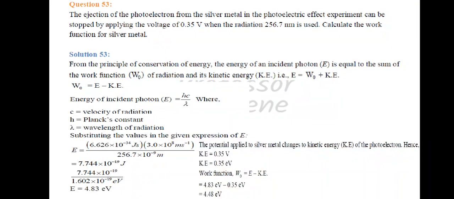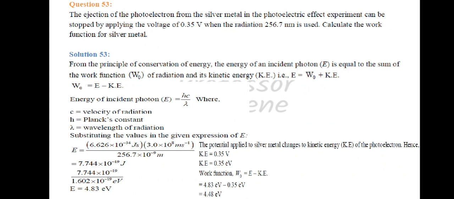Next question. The ejection of the photon from the silver metal in the photoelectric effect experiment can be stopped by applying the voltage of 0.35 volts when the radiation of 256.7 nanometers is used. Calculate the work function. From the principle of conservation of energy, E is equal to the sum of the work function of the radiation and kinetic energy. So E equals to W naught plus KE. So W naught equals to E minus KE, and we know E equals to hc by lambda.